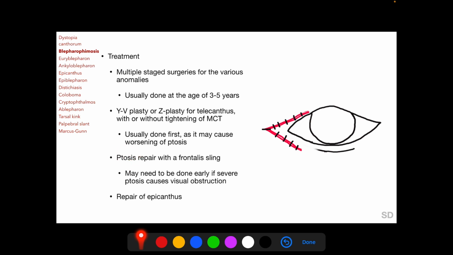Ptosis repair requires frontalis sling because of poor levator function and is usually done following telecanthus repair, but it may need to be done early if severe ptosis causes visual obstruction. Repair of the epicanthus, if required, is usually done at the very end.